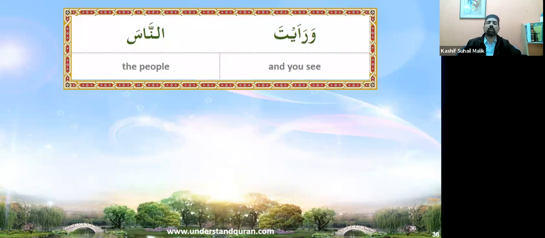So why is it translated as "and you see," although there is no Iza here? Now tell me the reason why it is being translated as mudare. Ra'aita, it must be "you saw," but look at the translation, it's written "and you see the people," meaning "you will see" and "you are seeing them." Any idea?